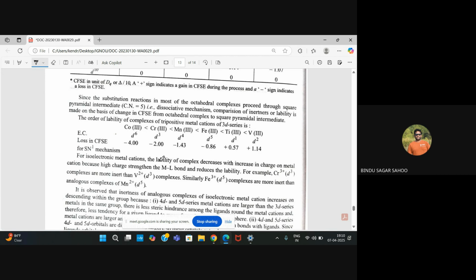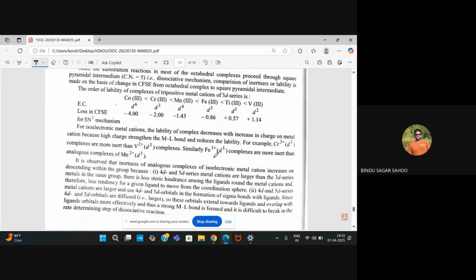The lability of the complexes decreases with increasing charge on the metal cation. If the charge is more on the metal cation, it binds the ligands more tightly and cannot perform the reaction in a faster way. So the more charged complex will be the inert one, and the less charged complex will be the labile one. So out of these, chromium 3 plus will be more inert compared to vanadium 2 plus. This one will be the labile one, this one will be the inert one.